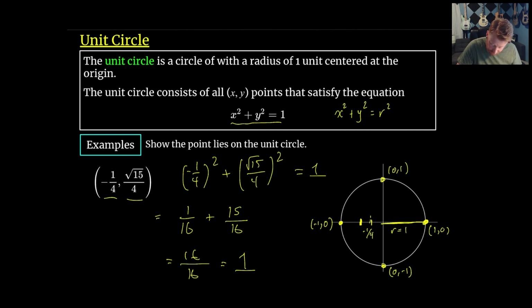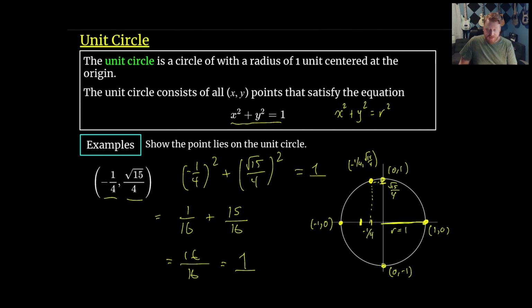And then if I plot that up here and map it over, then this right here must be the square root of 15 over 4, which makes a lot of sense. That's dangerously close to 1. If we had the square root of 16 over 4, that would be 1. So it makes sense that it lives real close to the top there. So there's our point, negative 1/4, square root of 15 over 4.